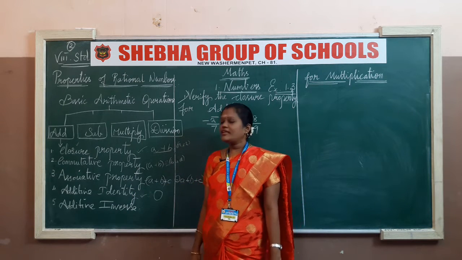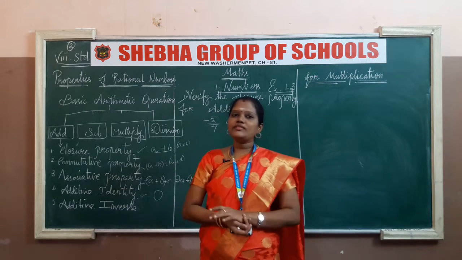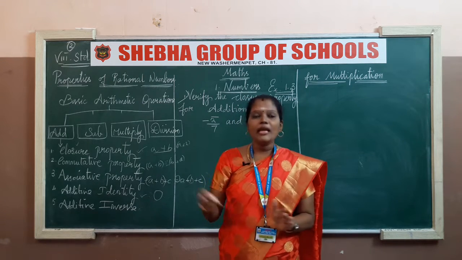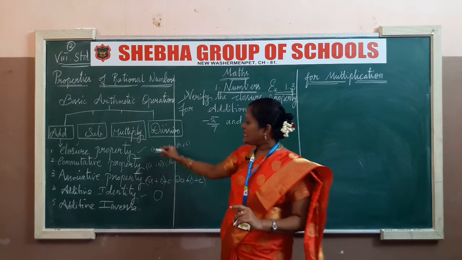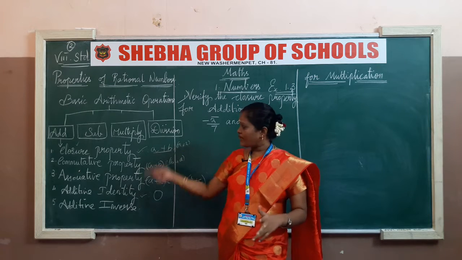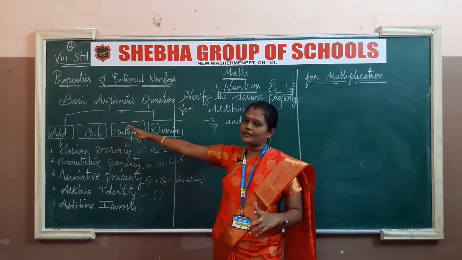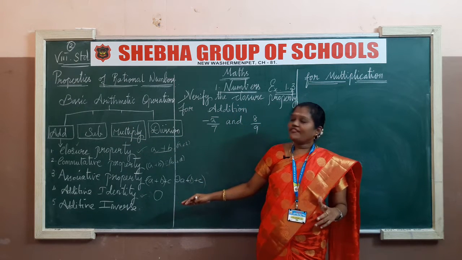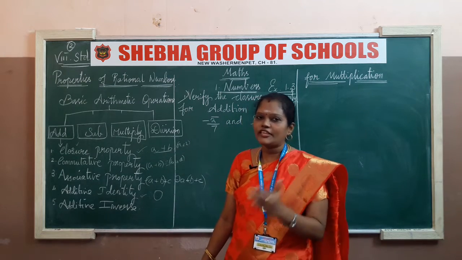Clear? The last one is what? Additive inverse. Inverse is nothing but the negative symbol. If they give plus 5, what is the additive inverse of plus 5? Minus 5. That is called additive inverse. So, these 5 properties we are going to use in addition, subtraction, multiplication and division. These 4 are called our basic arithmetic operations, and these 5 are called our properties of rational numbers. One more property is also there, that is separate. We will see it later.